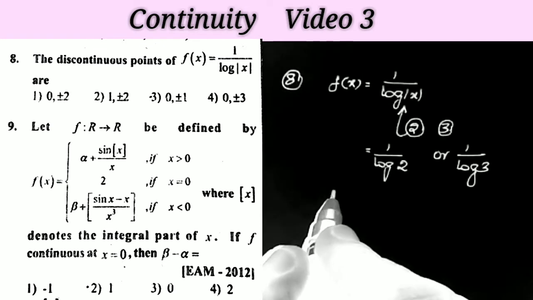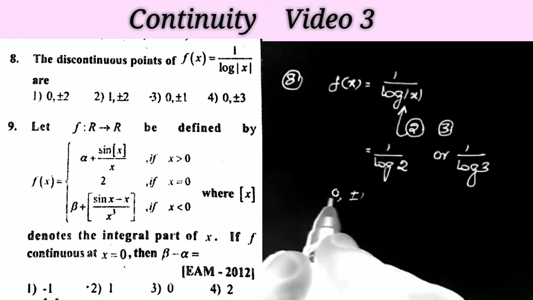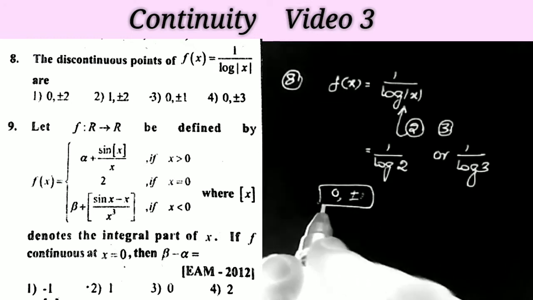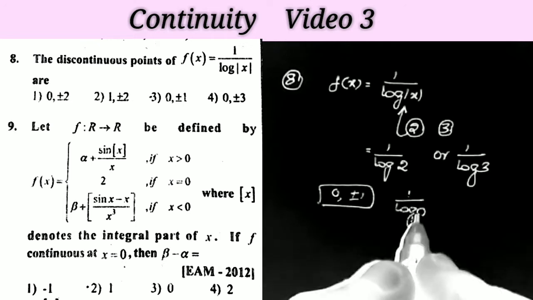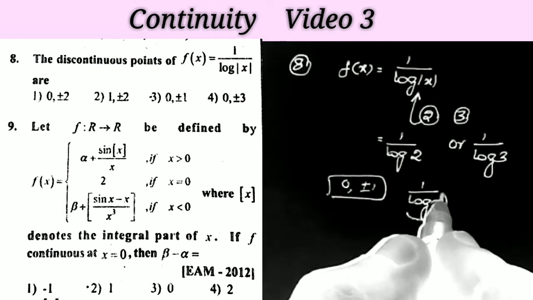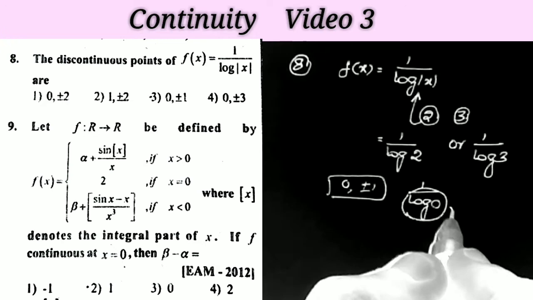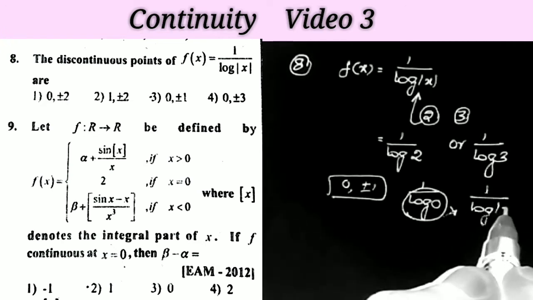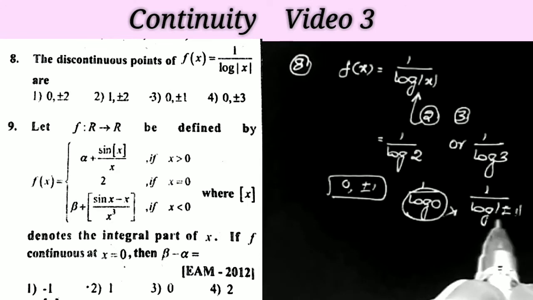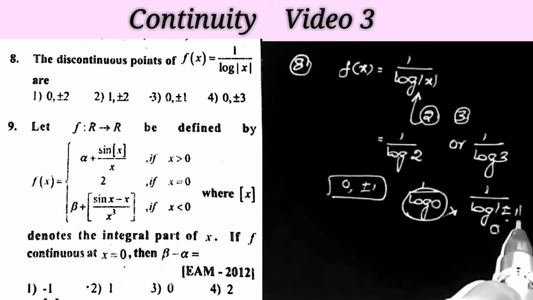Now checking the third option. What is the third option? The points are 0, plus or minus 1. When we take x equal to 0, it returns 1 by log 0. Here log 0 is undefined, not defined. And 1 by log of modulus of plus or minus 1 is 1 by log 1, and log 1 is equal to 0.